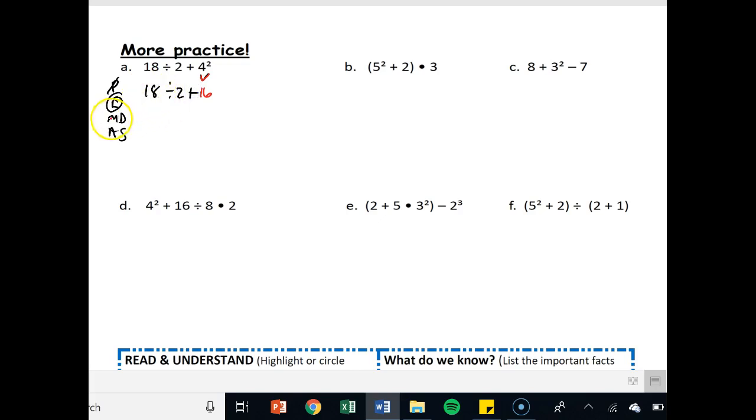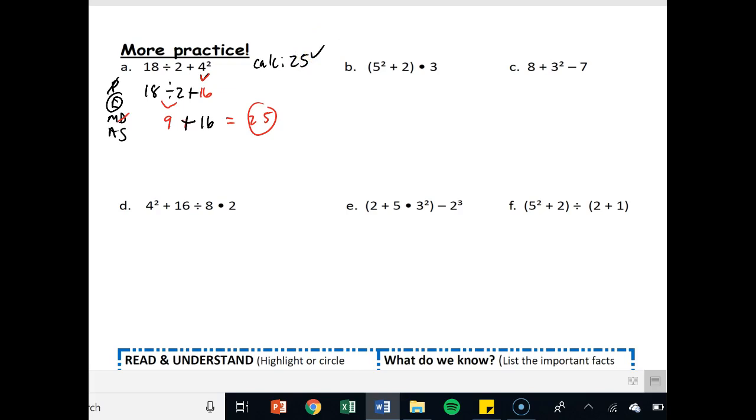We then move on to no multiplication, but we have division. So 18 divided by 2 is 9. 9 plus 16 is equal to our answer of 25. Right? And then you could double check this with your calculator. Type it in exactly how it is, and when you do that, you get 25.